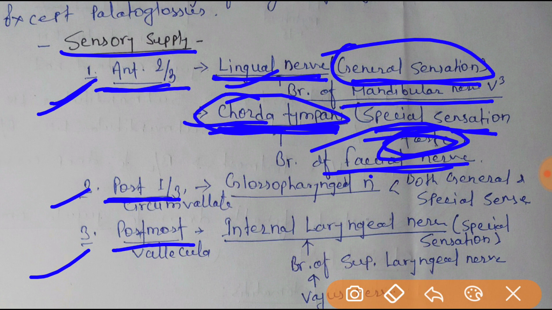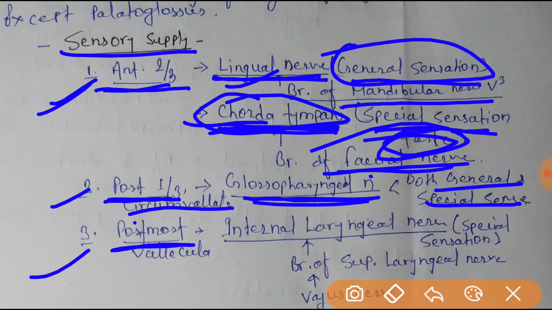The posterior 1/3 is supplied by the glossopharyngeal nerve, for both general and special sense. The circumvallate papillae are also supplied by the glossopharyngeal nerve, although they lie in the anterior 2/3 part. So next is the posterior most part.